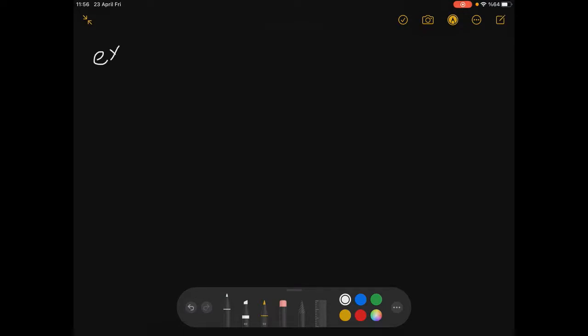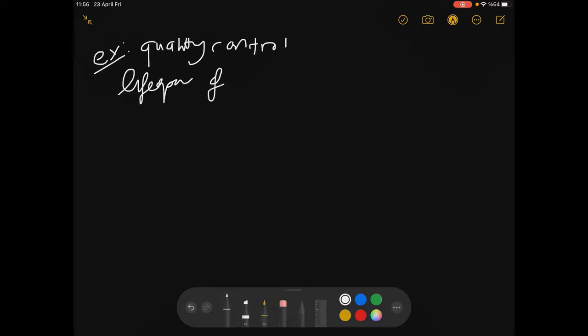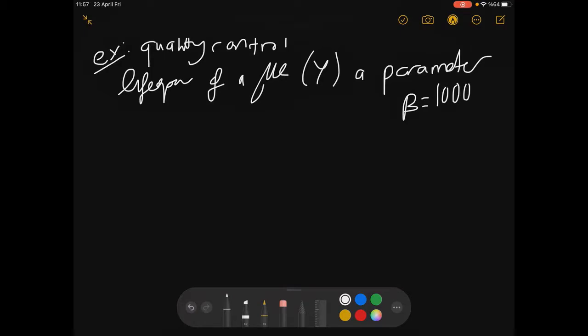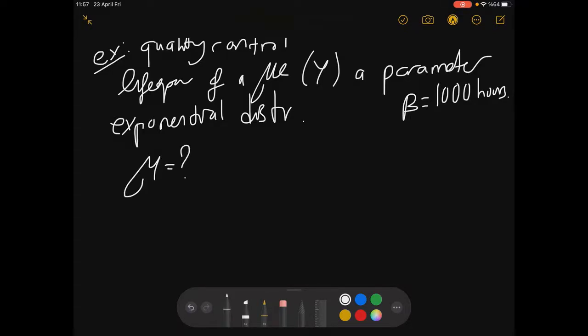Now, a quality control question. The lifespan of a microcomputer shows an exponential distribution with parameter beta as 1000 hours. So what would be your average and what would be your variance? This is what is being asked of us, and this is the first part of the question that we need to address.